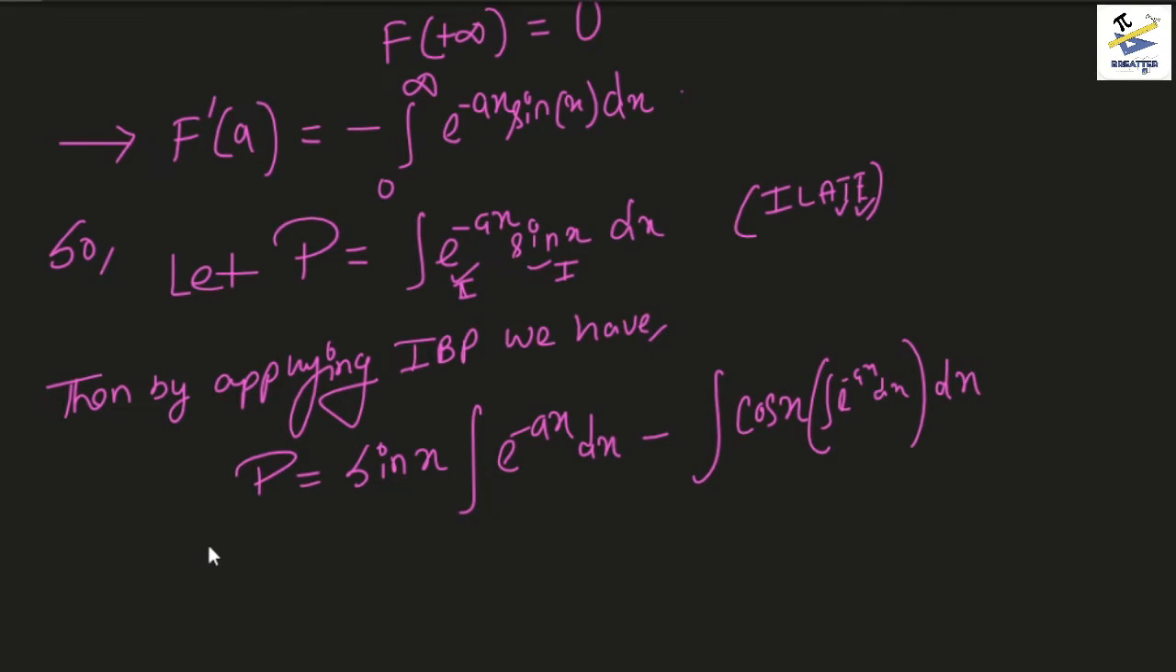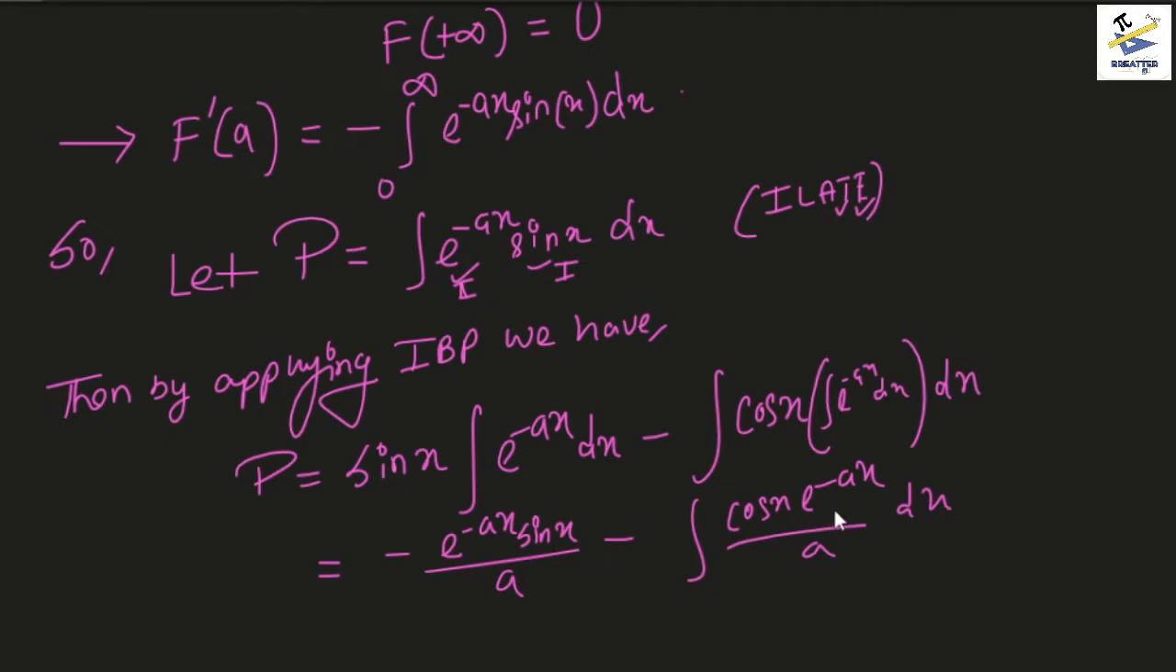Now we know that the integral of e to the power minus ax dx for a constant a, which is independent of x of course, is given by minus 1 by a e to the power minus ax, right? So this becomes minus e to the power minus ax sin x by a, and this becomes minus cos x e to the power minus ax by a dx, but there is an extra minus which comes, which makes this thing a plus, right?